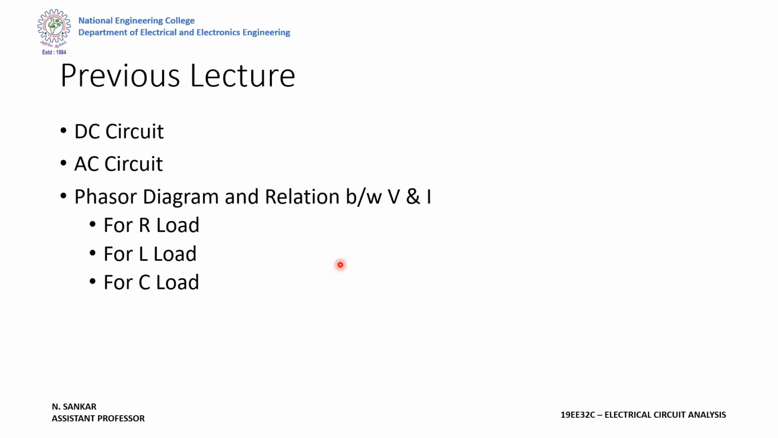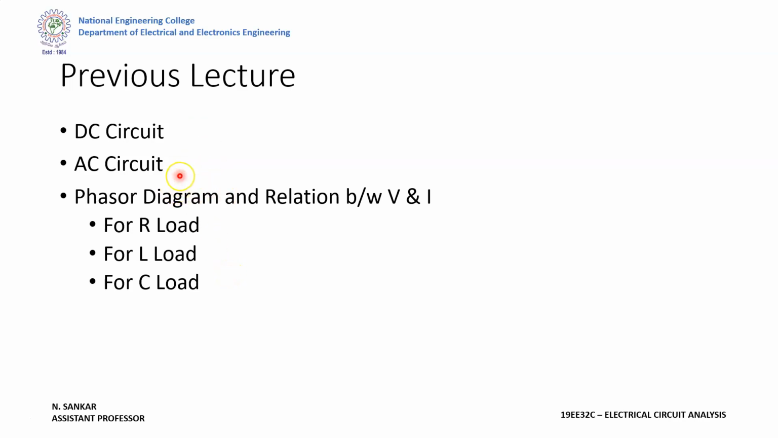In our yesterday's lecture, we saw what is a DC circuit and what is an AC circuit, and the relationship between the voltage and current for R load, L load and C load. So these are the things we covered in yesterday's lecture.